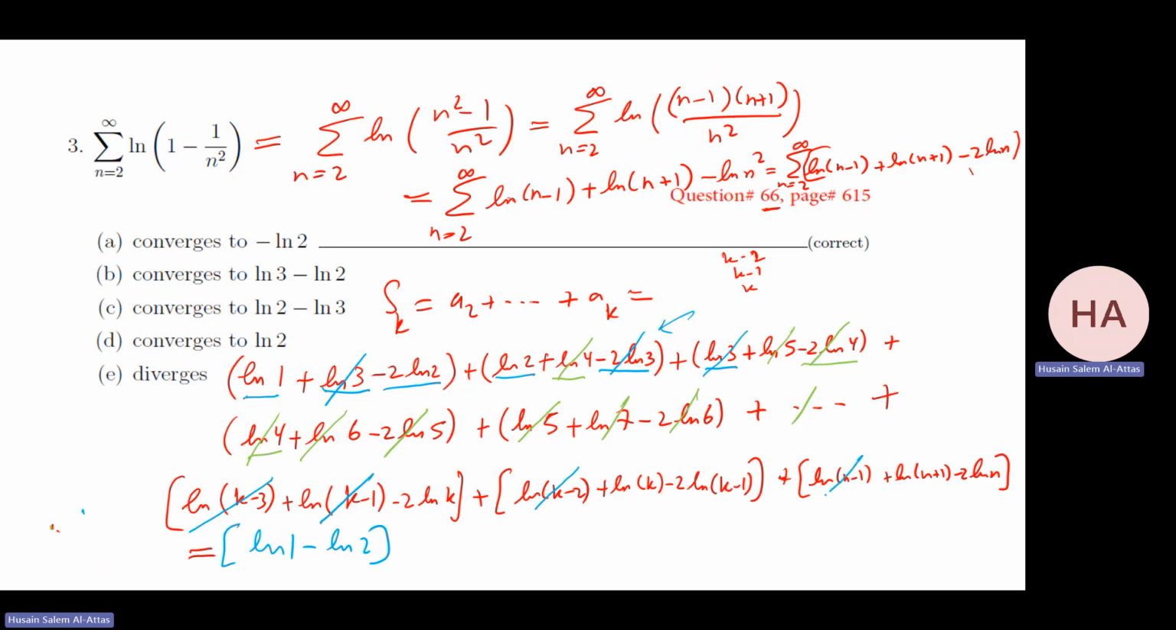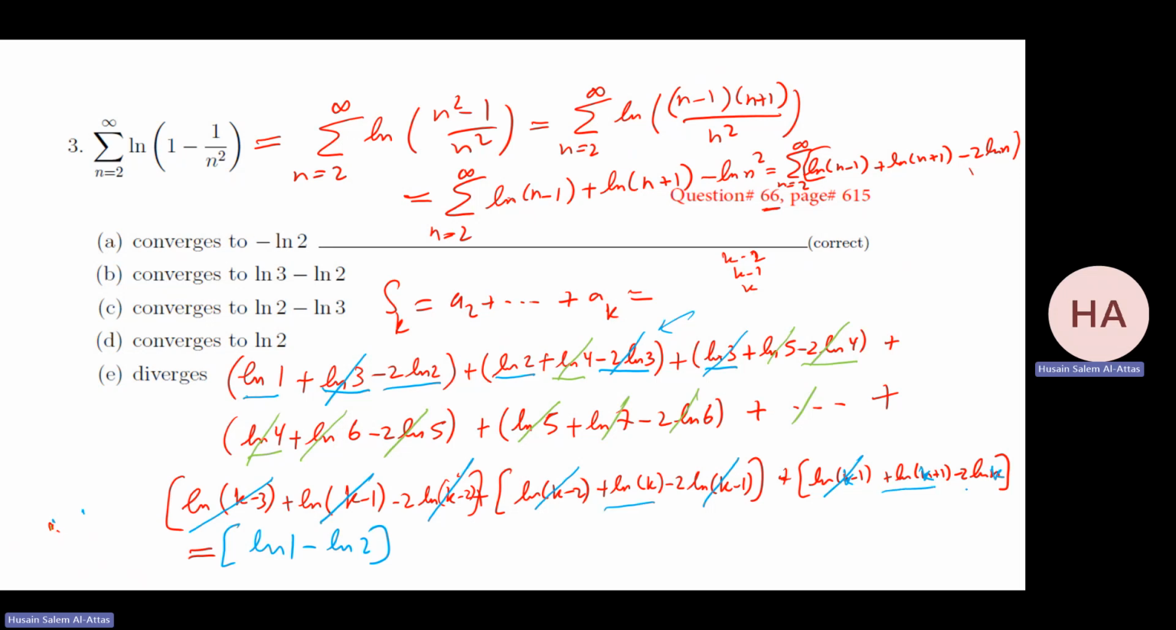This is cancelled with, oh, sorry, this is k. I should use the same. ln k minus 1, with minus 2 ln k minus 1. 3 terms should stay. Sorry, this is minus 2 ln k, it should not be k. This should be k minus 2. So k minus 2 will be cancelled by the one before. So the remaining terms are these 3 terms.